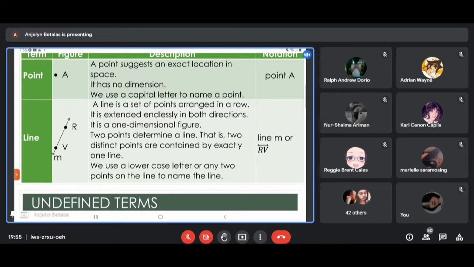So, there are two ways of naming a line. If a small letter is given, I emphasized this in grade 7, you use the small letter. First, you could use line M. If the small letter is given, use the small letter, so line M is in the figure. For example, if the small letter is L, you could name that line L. And the other one is, you use the two points given, points R and V, so we could read that as line RV. Clear?